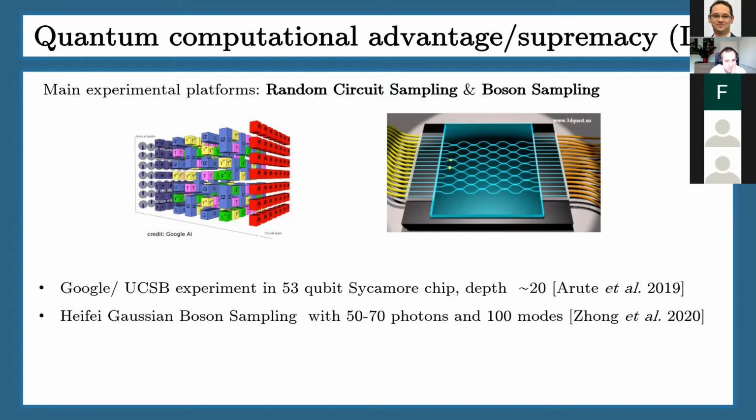One was, first, a proof of principle demonstration of quantum advantage by Google and the University of Santa Barbara. They used a 23-qubit chip, and the depth they had was around 20. Also, just last year, probably November, there was a nice experimental demonstration of a Gaussian version of boson sampling with 50 up to 70 photons and 100 modes, by a group of Zhao Pan from Hefei.